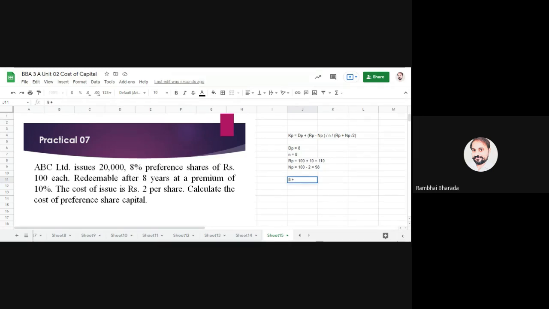D8 plus in a bracket RP minus NP. R is 110 minus NP 98 bracket over divided by N. N means 8 entirely divided by 110 plus 98 divided by 2. पहले हम ब्रैकेट पे बात करेंगे, इंटरनल ब्रैकेट पे, देन आफ्टर वी गो फॉर द फाइनल कंक्लूजन. 110 minus 98, how many? 12 divided by 8. तो मैं ब्रैकेट में रखता हूं अभी. entirely divided by 110 plus 98 divided by 2.